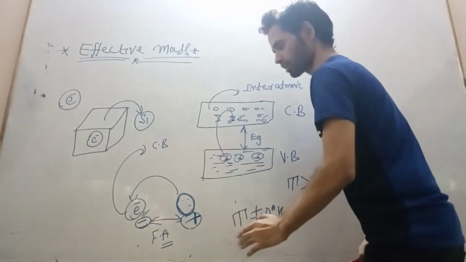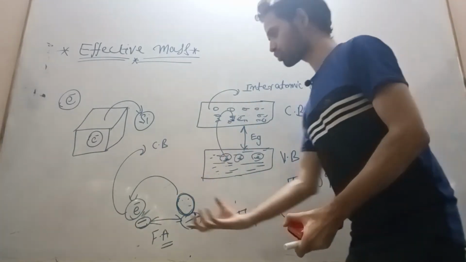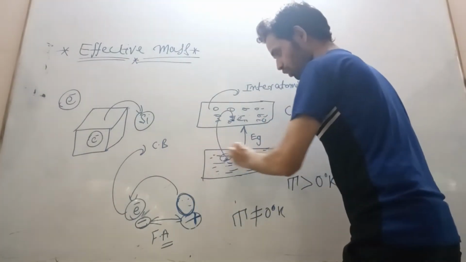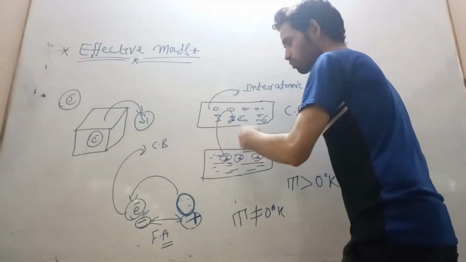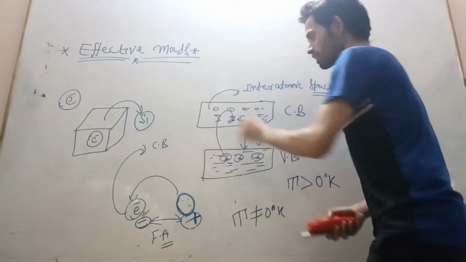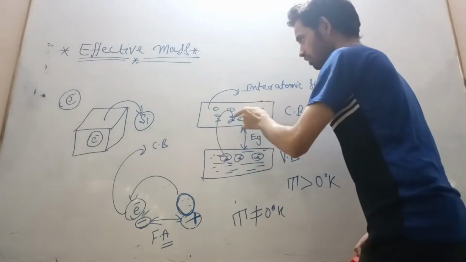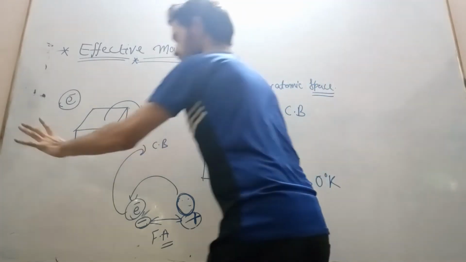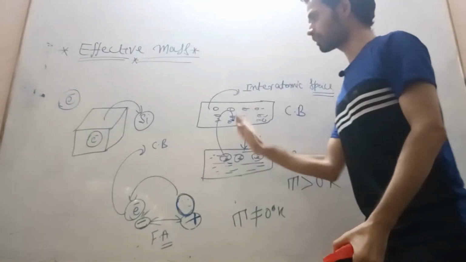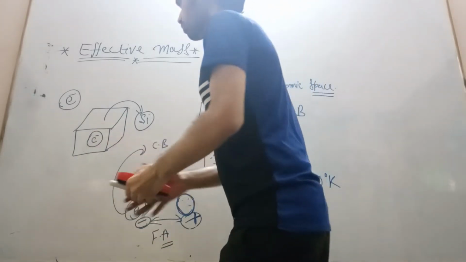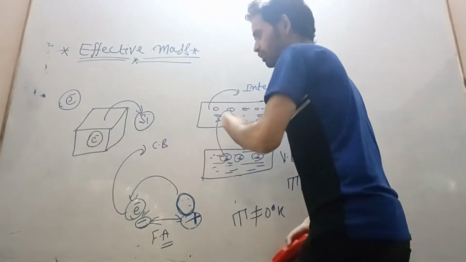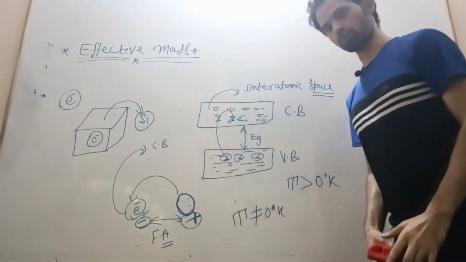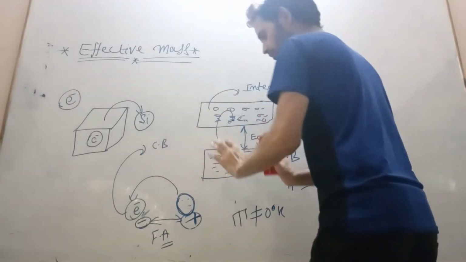The electron has negative charge. Negative and positive means there is a force of attraction. That electrostatic force of attraction will affect the motion of the electron in the conduction band, meaning in the interatomic space, inside the crystal. It will affect the movement of this electron, because its mass will get affected by this force of attraction. So this is the basic understanding.